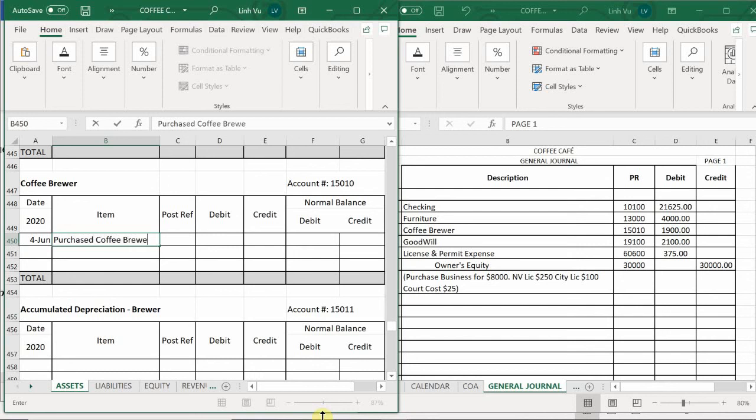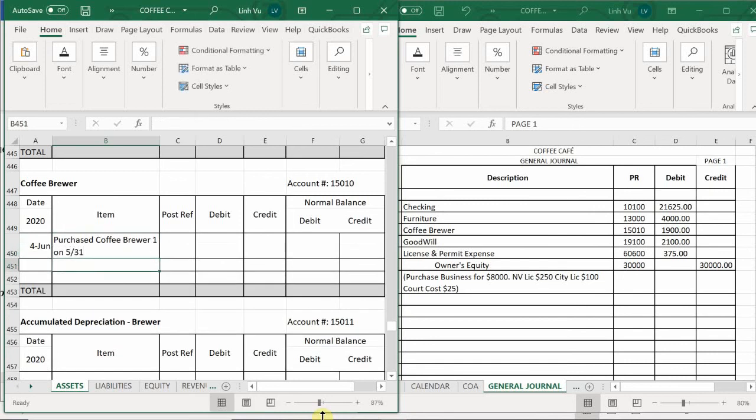Now I'm going to go ahead and tell you this. This is going to be my first coffee brewer, on May 31st. Because in the future, yes, I could have a potential possibility to purchase another coffee brewer if I wanted to. So in this case, I purchased my first coffee brewer on May 31st.